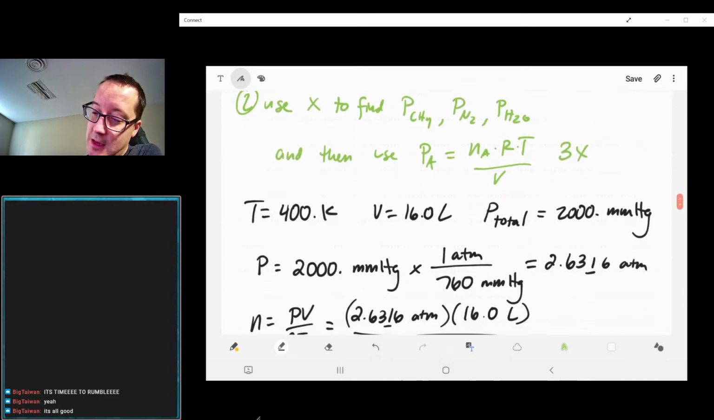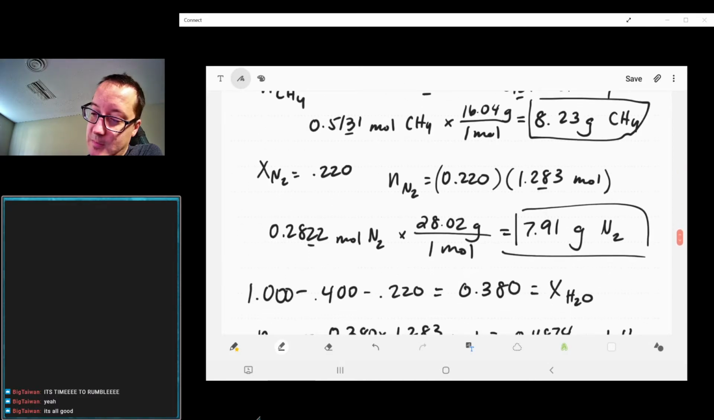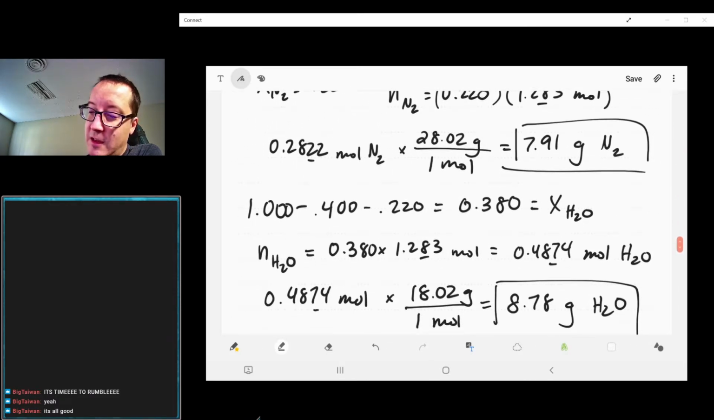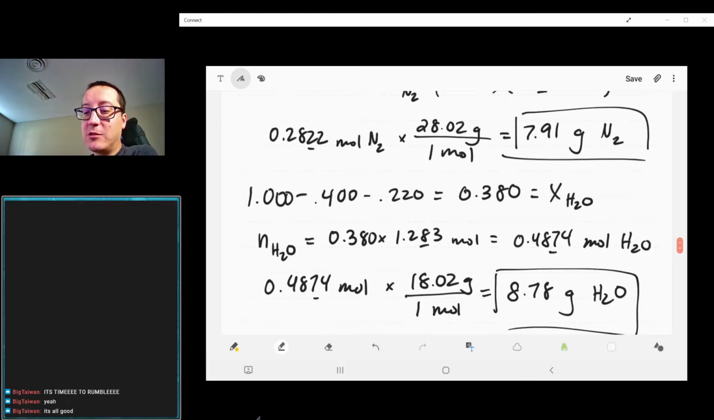So this is what we will end up with. If you did end up going the other route, that's just fine. You would just have to do the ideal gas law 3 times, and then you should get the same answers. So just more math, I suppose. Because this math is just multiplying after the fact, rather than having to use R and T again and all that stuff. So a little bit easier this way, I think.